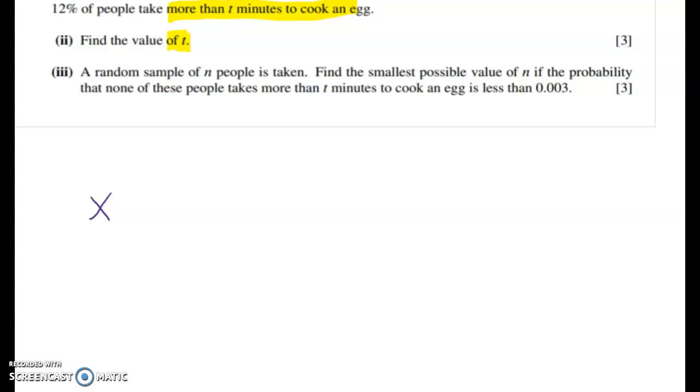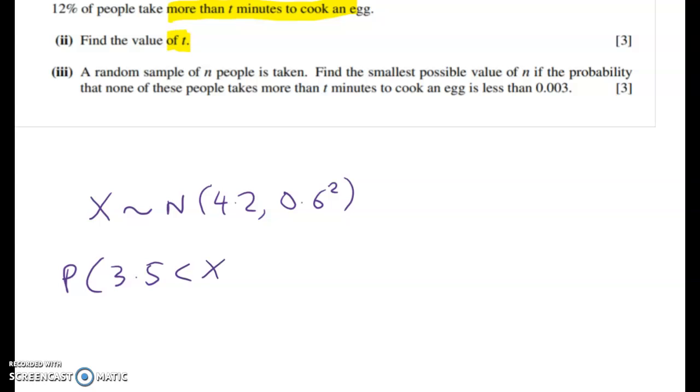This is what my working looks like. I start by saying X is normally distributed with a mean of 4.2 and a variance of 0.6 squared. And we want to find the probability that X is between 3.5 and 4.5. The first step is to standardize that and turn that into two Z variables. When we standardize, we subtract the mean and we divide by the standard deviation.